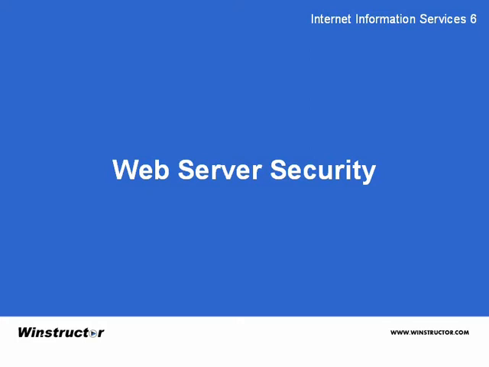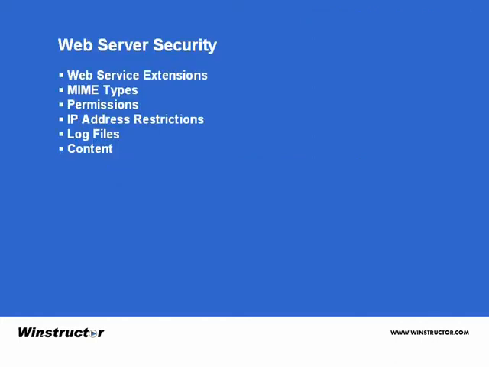Web server security. Even though IIS 6 on Windows Server 2003 provides the best security ever in a default installation of IIS, there's still many things to consider before deploying your site out for the world to see. Firstly, we're going to take a look at the web service extensions, find out a little bit more about what they are, what they do, and how we can secure them.